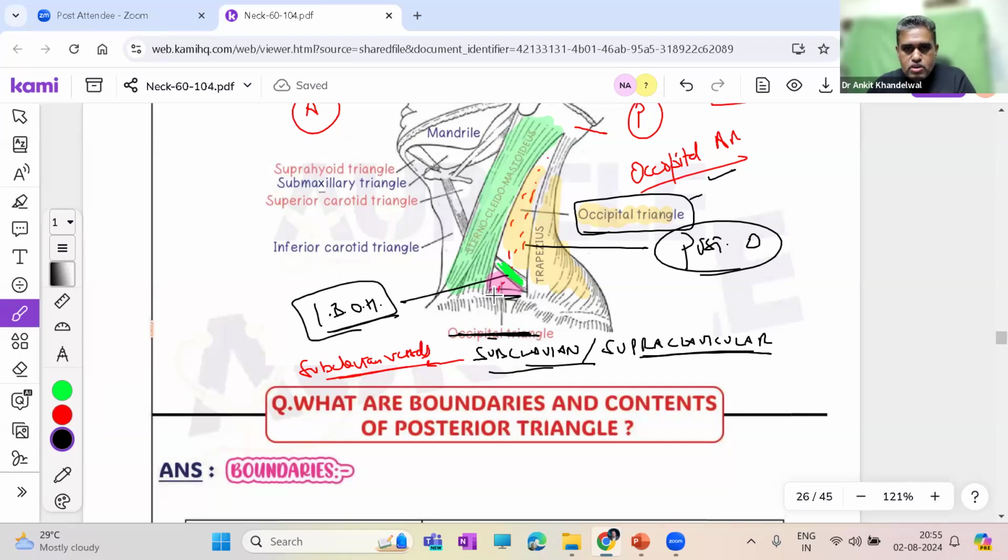So therefore, this bone is which bone? This bone is the middle third of clavicle. Which clavicle? Middle 1/3 of clavicle. You can feel it. See, these muscles are so huge that you can feel it.